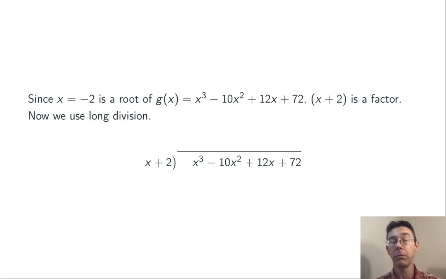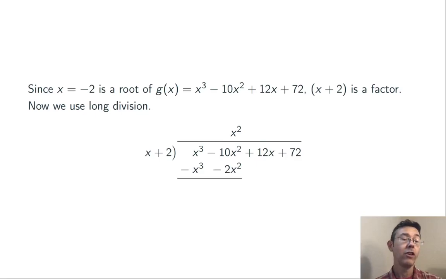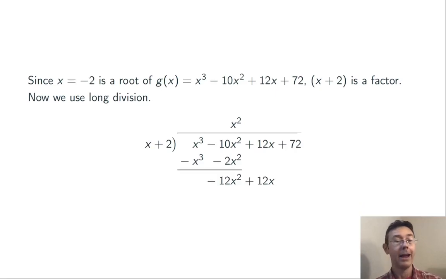So to do this long division, I look at the highest power terms and I say, what do I need to multiply x by to get x cubed? The answer is x squared. Now I multiply x squared by x plus 2 and change the signs as I go. So negative x cubed minus 2x squared. Then I add and bring down the next term. Then I just repeat the process.